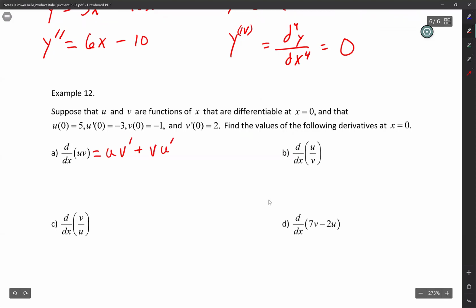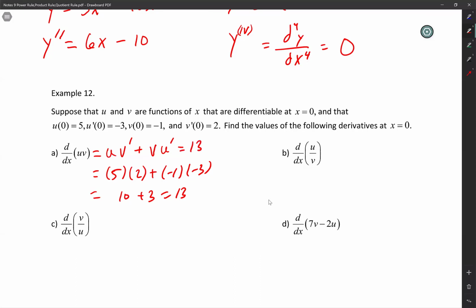If you want to switch it up, so you can look similar to the quotient rule, you can write vu prime plus v prime u. Several textbooks do it that way. Khan Academy does it that way. But I already wrote the notes, so I'm just going to write it like that. All right, first. So I'm going to go first, 5 times derivative of the second. I look for v prime. V prime of 0 is 2, plus second, so that's -1, the v, times derivative of the first, -3. Let's see what that is. 10 plus 3, I got 13.